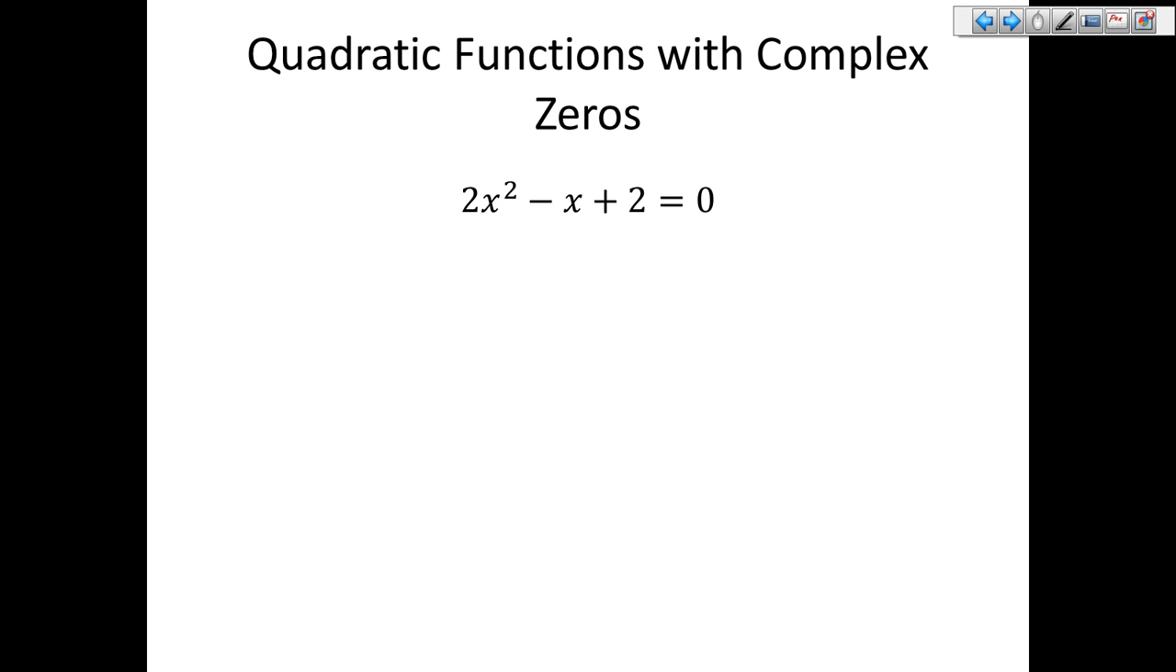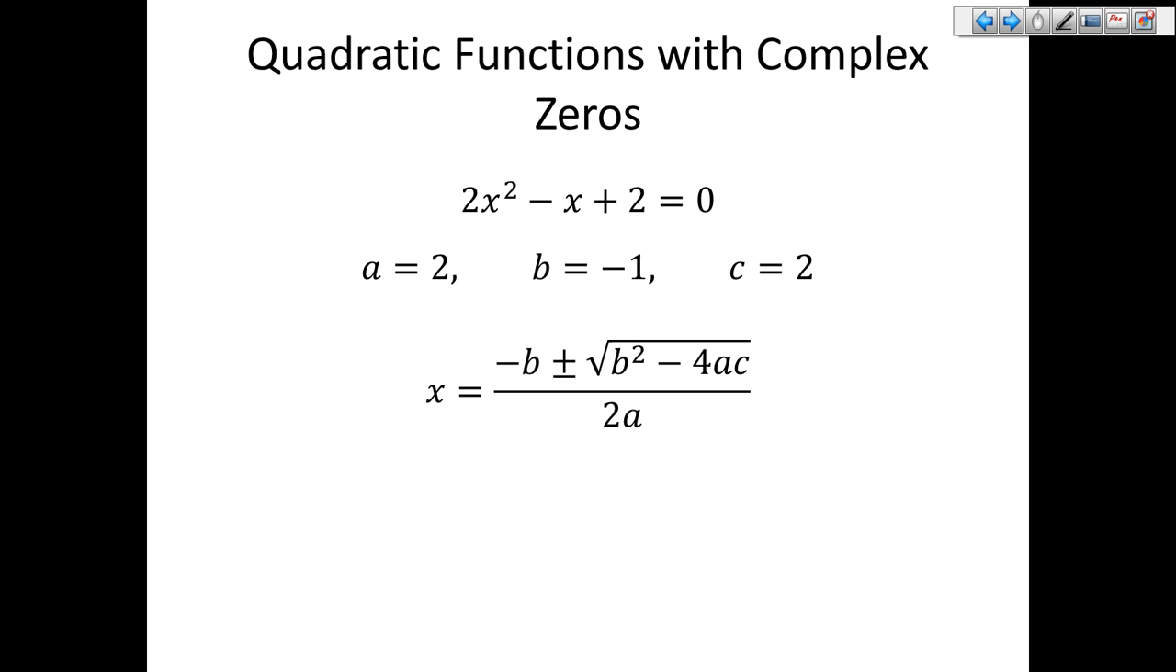Okay, so let's try one where the function has complex zeros. We're still going to approach this the same way. We're still going to plug in 2 for a, in this case negative 1 for b, and 2 for c. Going to plug it into the exact same equation.